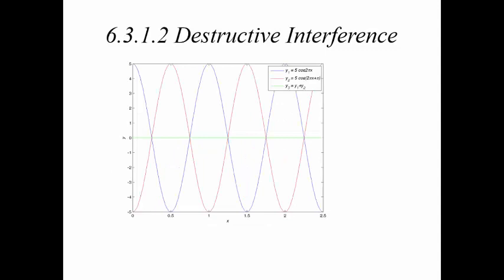Now, if you are out by half a wavelength, in this case pi, you have the blue, which is 5 cosine 2 pi x, and the red is out by another half wavelength. The interference is going to be destructive, that is, it's going to cancel out totally, and here's our flat wave right across, the green one.